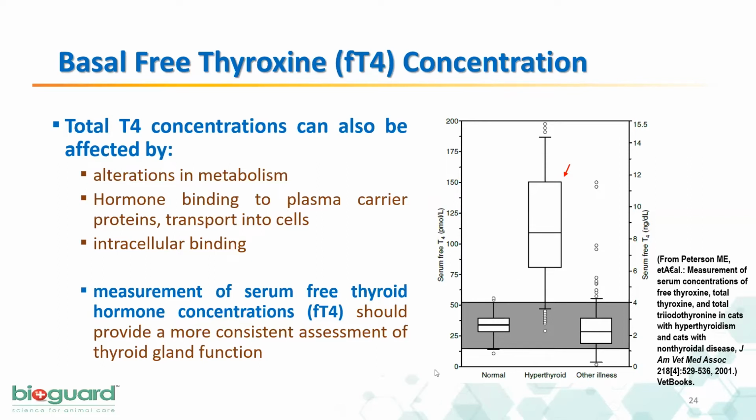As you can see in this case study where the cats were analyzed for free T4, in the normal cats and also in the cats with other illnesses, the free T4 will be within the reference range. However, in the case of a hyperthyroid cat, the levels of free T4 will be quite high. So this can definitely confirm that the case is hyperthyroidism.